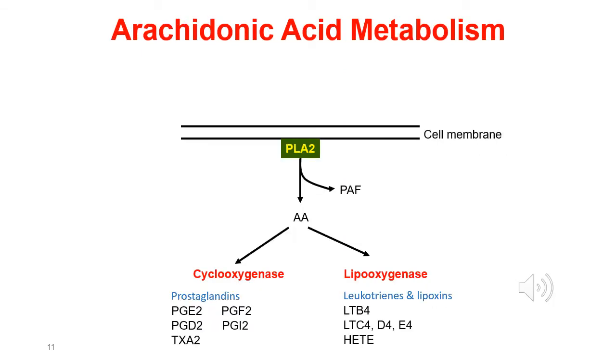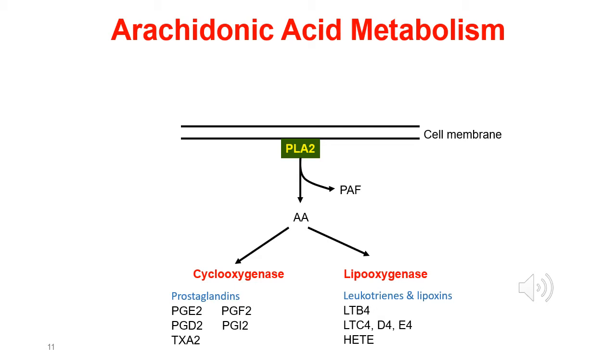This is a simple diagram which shows that the release of arachidonic acid from the membrane phospholipids is induced by the action of phospholipase A2. So this will release the arachidonic acids, which can further undergo two pathways. One of these is called the cyclooxygenase pathway, and the other is the lipoxygenase pathway.